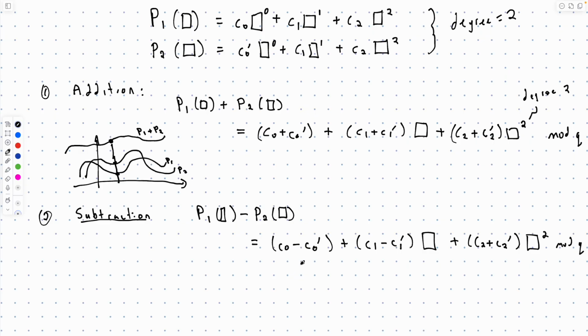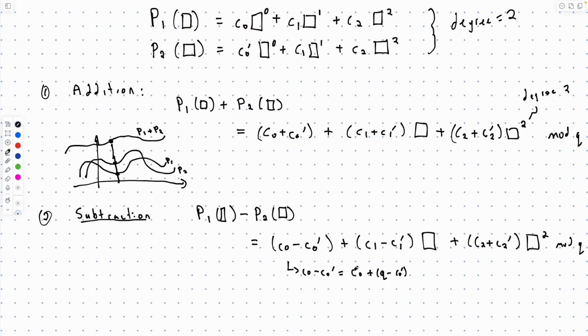If you want to get technical about it, when you work mod q, you don't really have subtraction anyway, because C0 minus C0 prime is the same as C0 plus q minus C0 prime. And since q is the biggest number, this will be a positive number. So every subtraction is actually an addition. It's just an addition of a really big number.